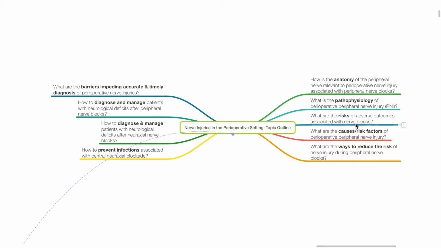of adverse outcomes associated with nerve blocks, the causes and risk factors of perioperative peripheral nerve injury, the ways to reduce the risk of nerve injury during peripheral nerve blocks, the barriers impeding accurate and timely diagnosis of perioperative nerve injuries, how to diagnose and manage patients with neurological deficits after nerve blocks, and how to prevent infections associated with central neuraxial blockade.